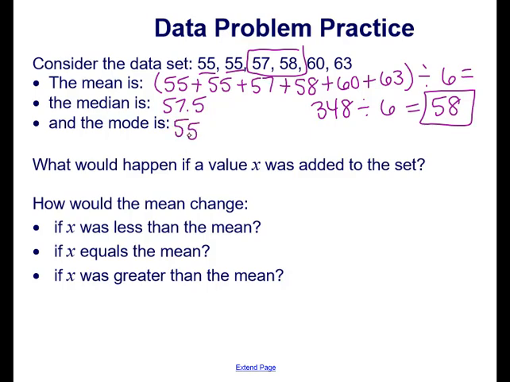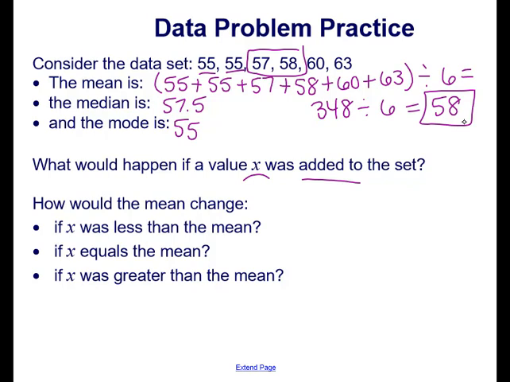So now, what would happen if we add a value? And here it's a little different because we're adding not a number specifically, but we want any number. What if we add any value, let's call x, and we add it to the set? Again, how would the mean change? So first we found the mean of 58. So maybe think about how 58 relates to the other numbers, right?